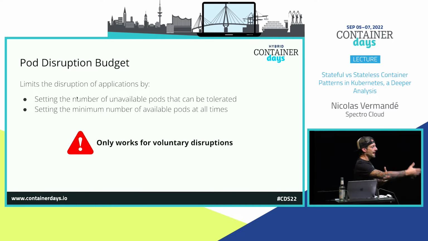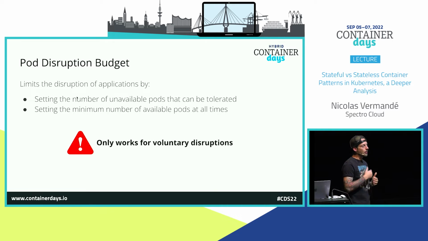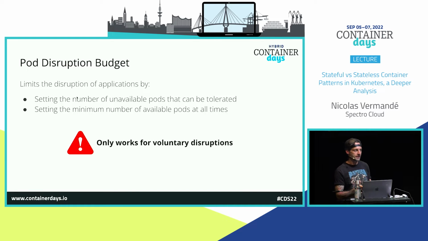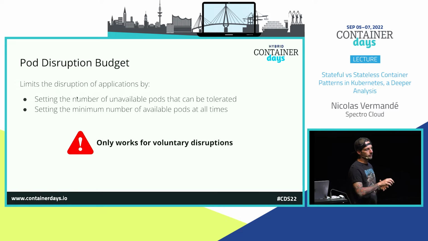Another thing, which is kind of the opposite of what we've just seen, is the pod disruption budget. The goal of this feature is to limit the disruption of the application by either specifying the maximum number of unavailable pods you can tolerate, or the minimum number of available pods at all times, but it's only guaranteed during voluntary disruption.